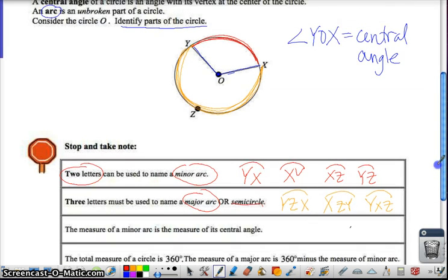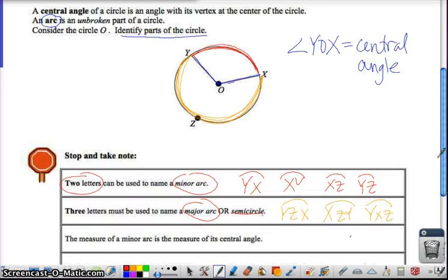The measure of a minor arc is the measure of its central angle. So right here, if you have angle YOX and I name it to be 100 degrees, then this arc measure here is also going to be 100 degrees. So the measure of arc XY would also be 100 degrees, but we'll talk more about that later.